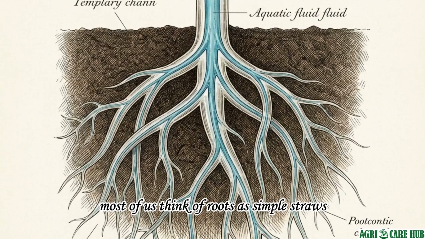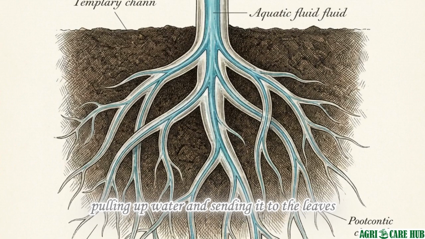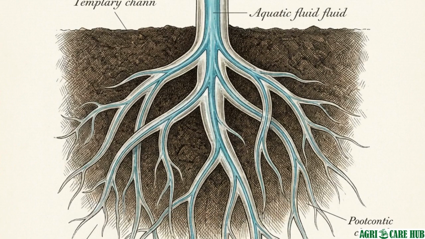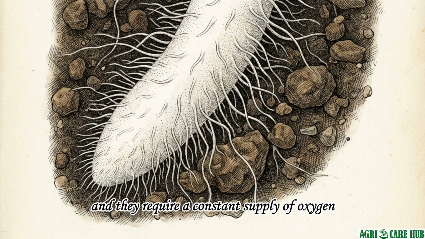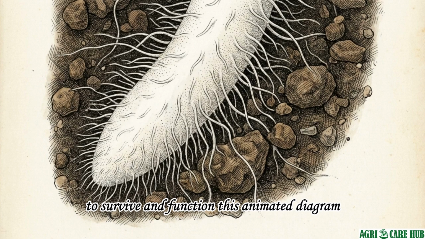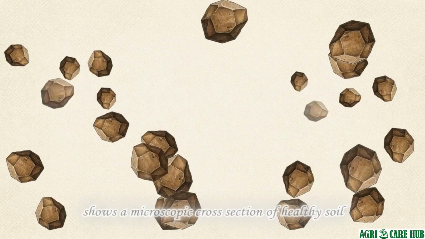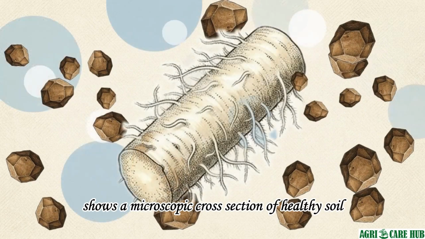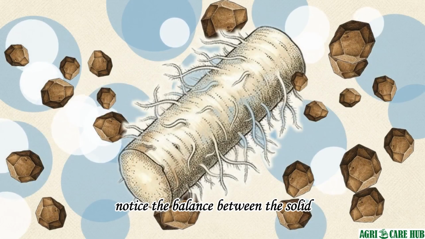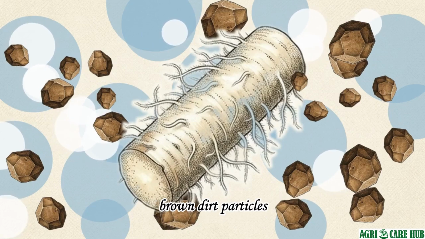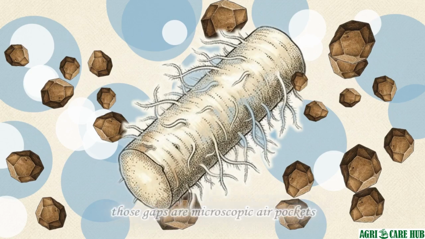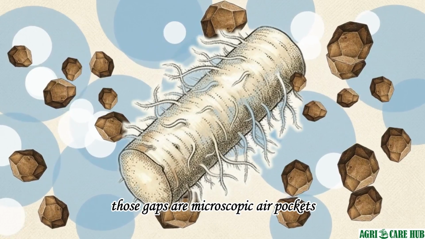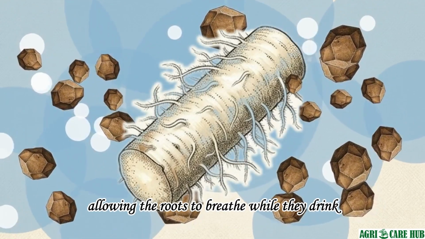Most of us think of roots as simple straws, pulling up water and sending it to the leaves. But roots are living tissue, and they require a constant supply of oxygen to survive and function. This animated diagram shows a microscopic cross-section of healthy soil. Notice the balance between the solid brown dirt particles, the blue moisture, and those white empty gaps. Those gaps are microscopic air pockets, allowing the roots to breathe while they drink.